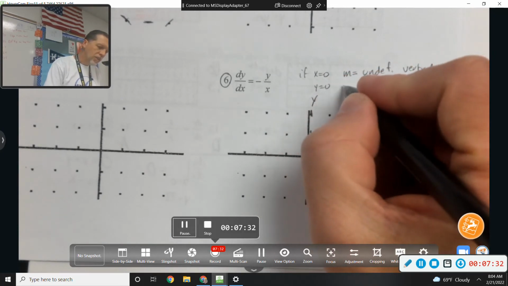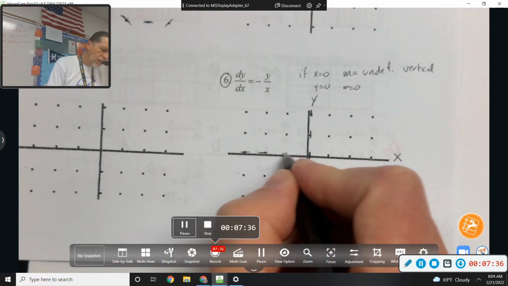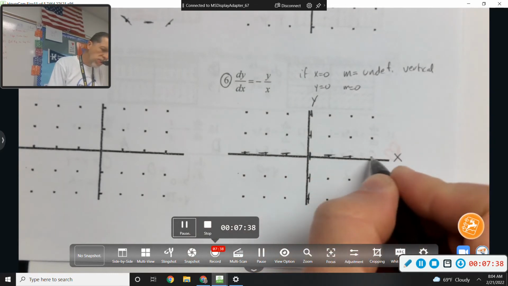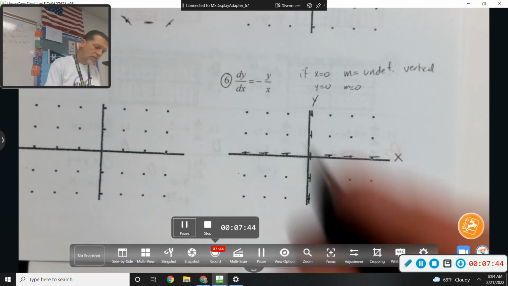If y is 0, then the slope is 0. So that's some. After that, we just kind of have to go point by point.